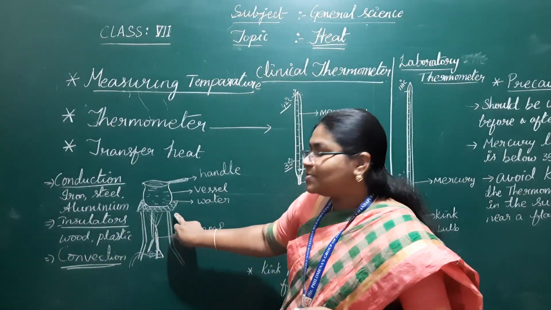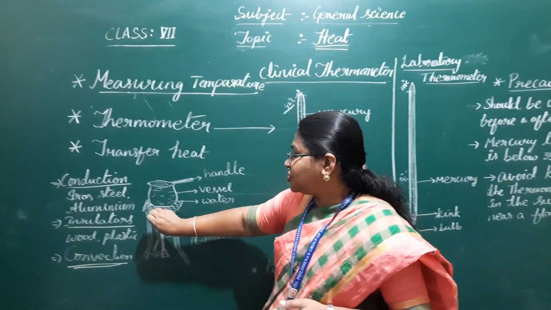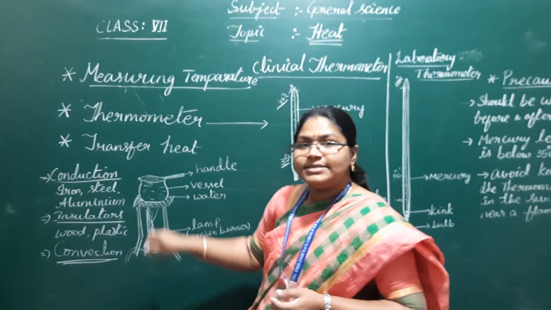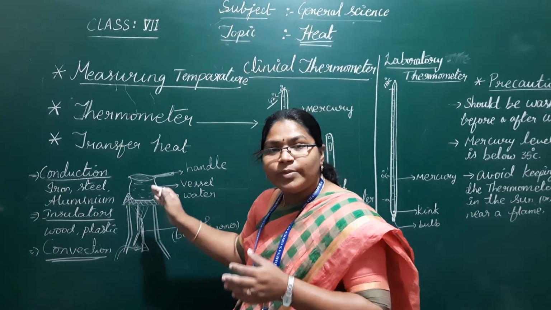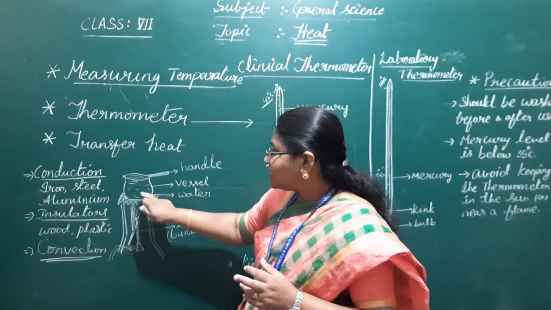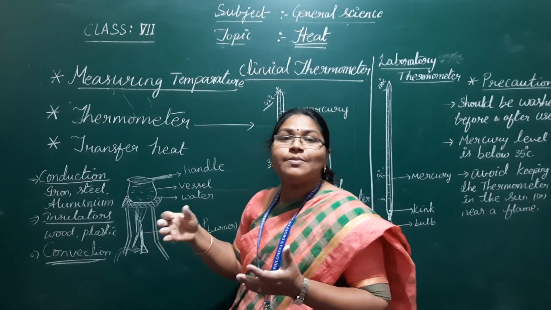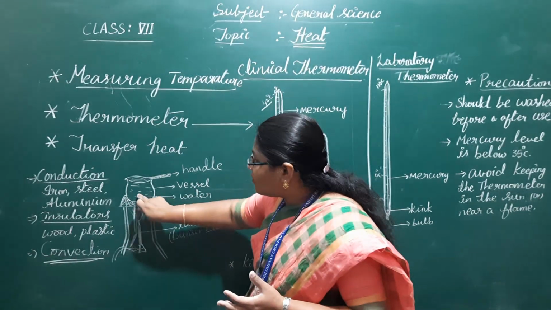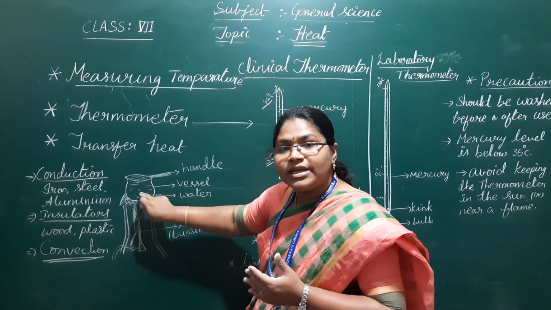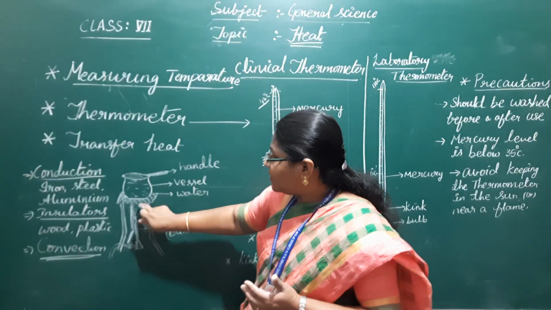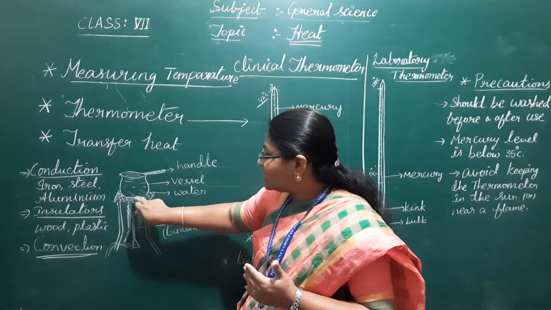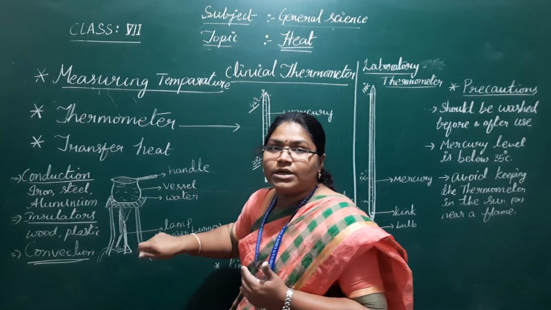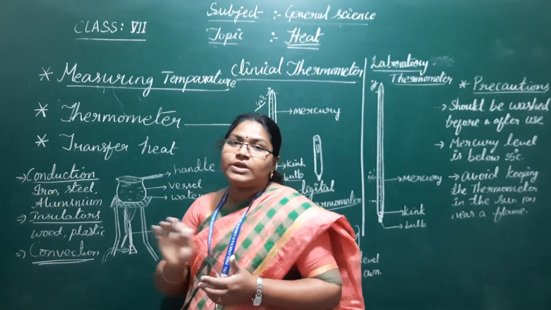If you observe this diagram, this mesh is an iron mesh, and this bowl is an iron, steel or aluminium bowl. That's why these are conductors, meaning they can transfer the heat easily to whatever substance we take inside. Here we took water, so the heat can pass through this aluminium or iron foil to the water inside. Okay, so next one is insulator.